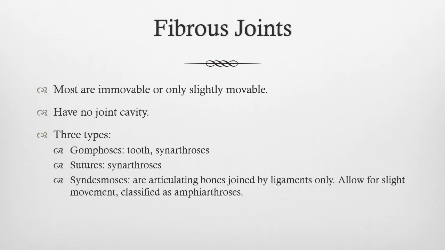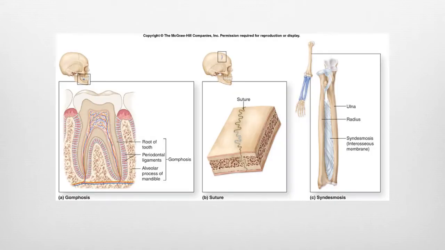And then syndesmoses are joints where the bones are joined together by ligaments and allow for only a very slight amount of movement. So these types of joints have very, very little movement within them.